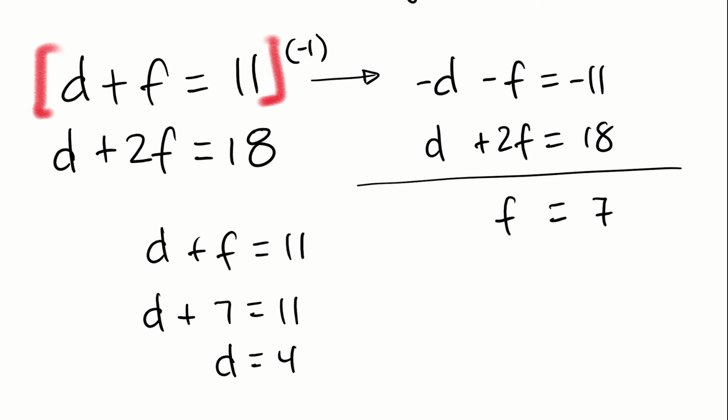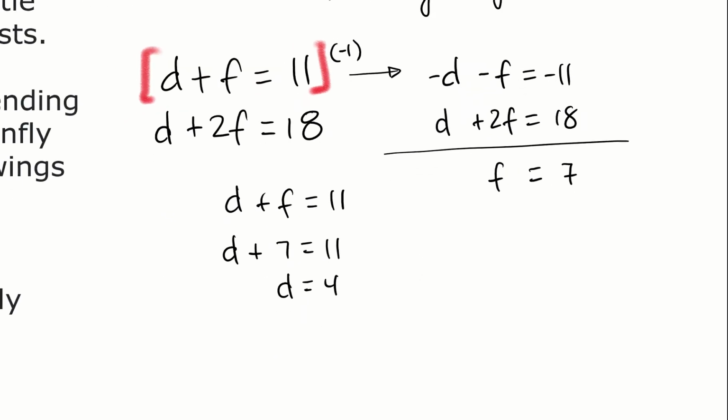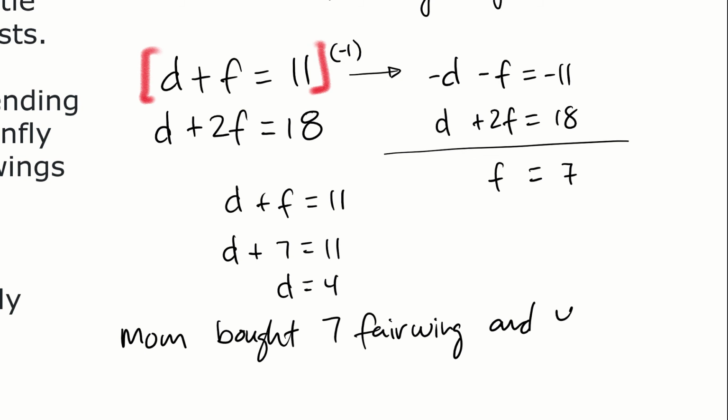Correct. So my answer is mom bought 7 fairy wing and 4 dragonfly wing sets for the party, if you will. Alright, so that's our first problem of the day. Let's move on to number 2.